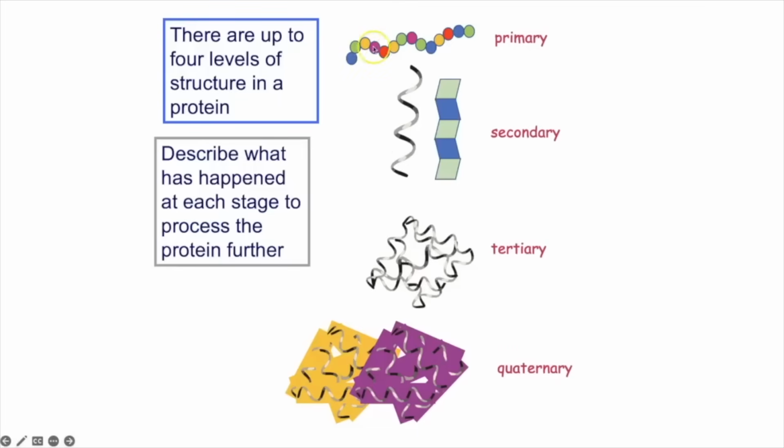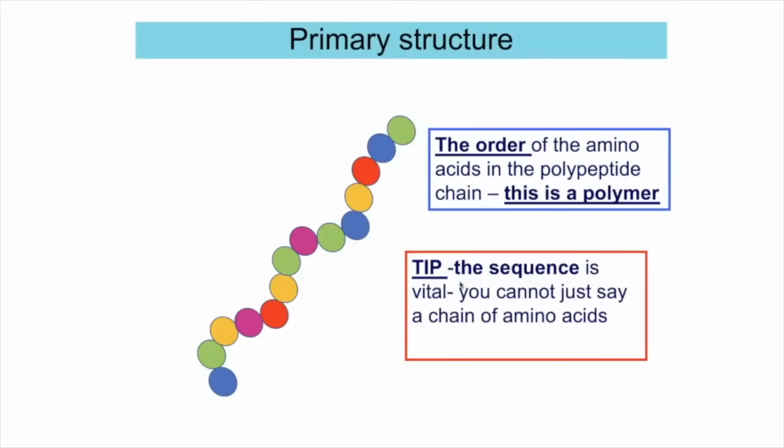They are first made by the ribosome and creates this polypeptide chain. And then we're going to look at how that gets folded, processed with different bonds holding the structures together at each of these levels of organization. So the primary structure is the order or the sequence of amino acids in a polypeptide chain. And you do have to emphasize sequence or order to get that mark.